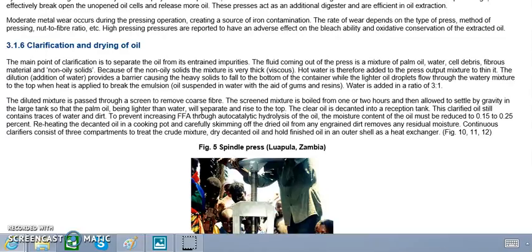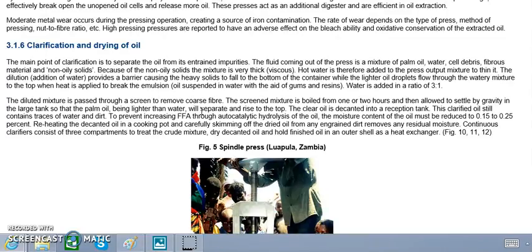So they've told us that we add the water in the ratio of 3 parts of water, I guess, to 1 part of the mixture. Now please confirm, because it may very well be 3 parts of the mixture to 1 part of water. So if you're working, please make sure you clarify that. The diluted mixture is passed through a screen to remove coarse fiber.